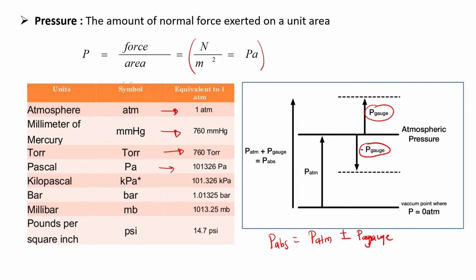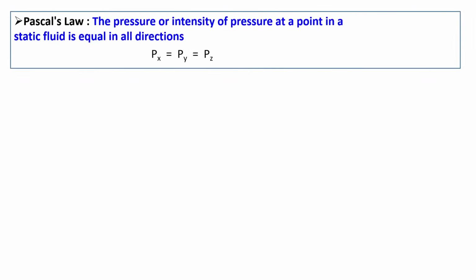So we can find out absolute pressure by using this relation. Then Pascal's law states that the pressure or intensity of pressure at a point in a static fluid is equal in all directions. In different books, they write this Pascal's law in different words, but the meaning is the same. That is, pressure at a point in a static fluid is equal in all directions. So mathematically, we can write Px = Py = Pz at a point in a static fluid.